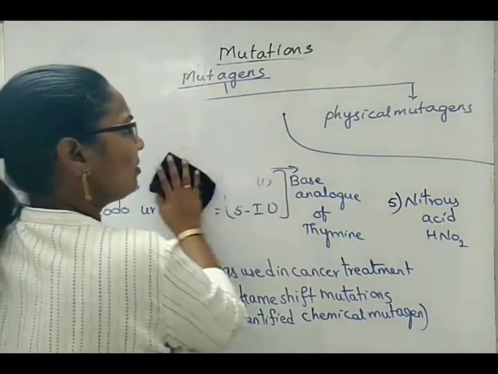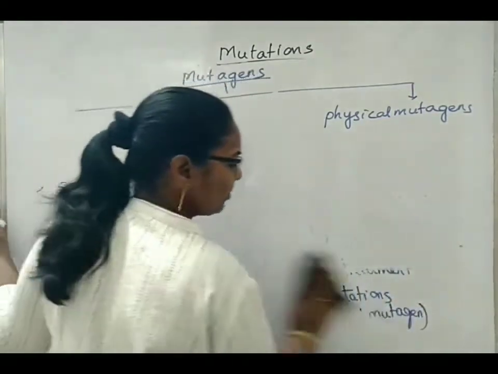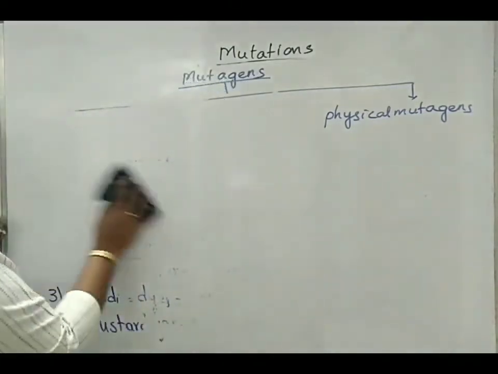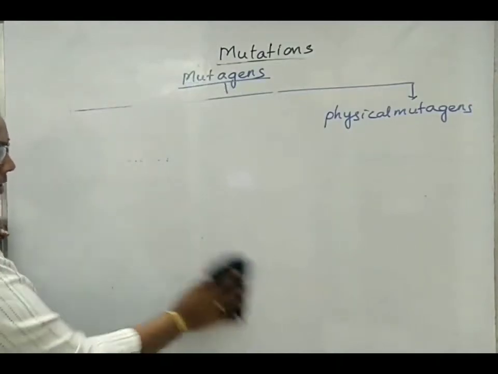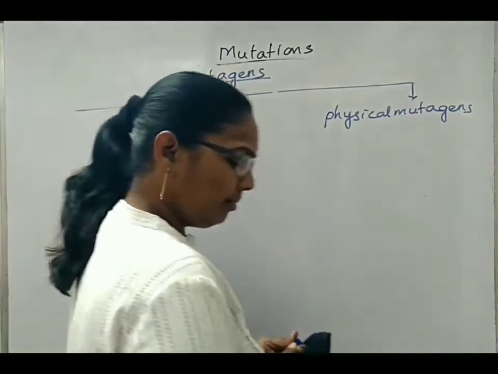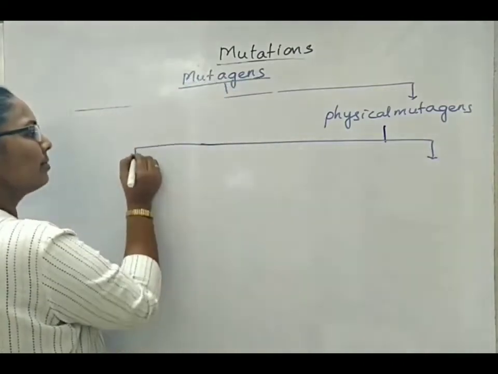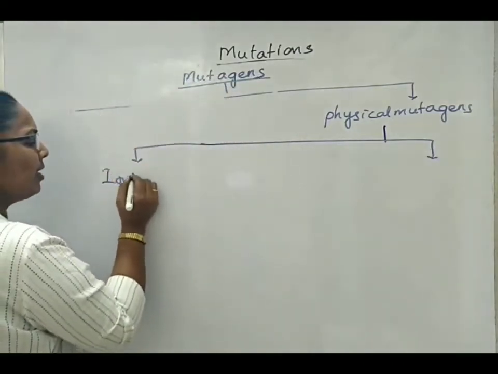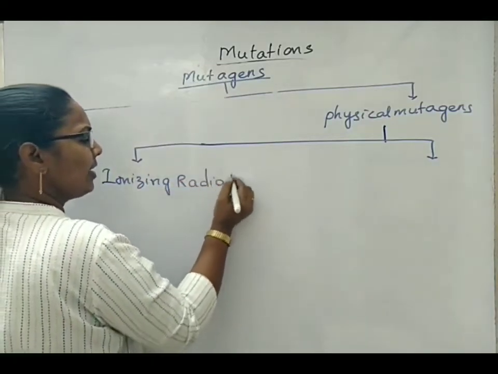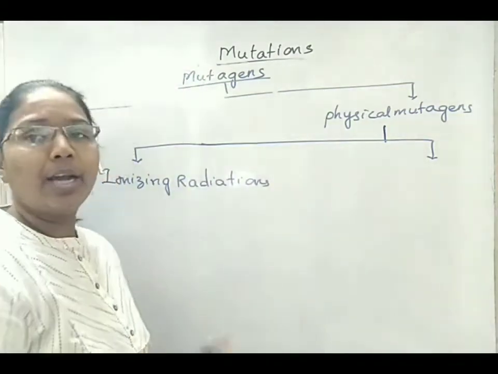The mutation by physical mutagens is due to radiations. So under physical mutagens, we can take radiations as an example. There are two types of radiations that are causing mutations. First one, ionizing radiations. These types of radiations convert even atom-sized particles into ions.